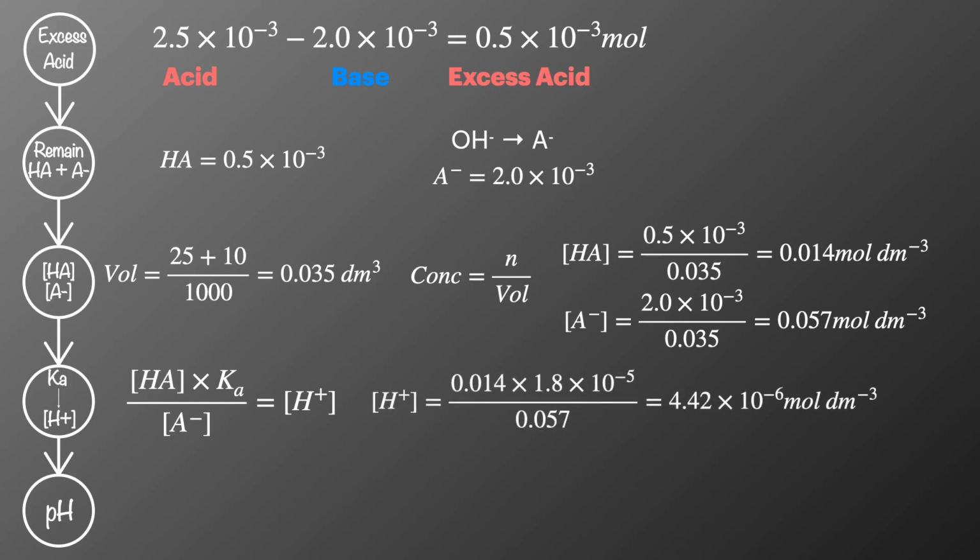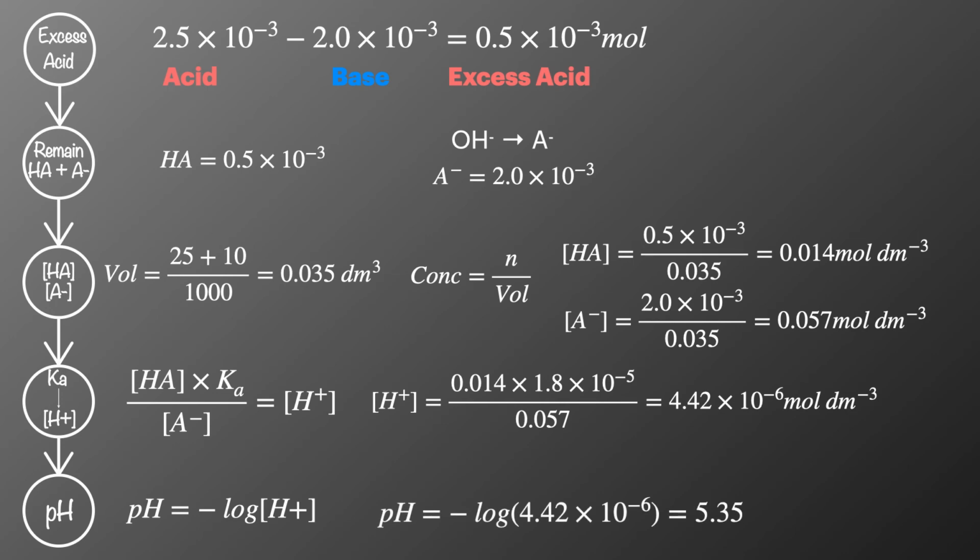We no longer make the assumption that H+ and A- are equal to each other, as the addition of the base increases the amount of A- present in the solution. The final step is to calculate the pH using the minus log of hydrogen ions.